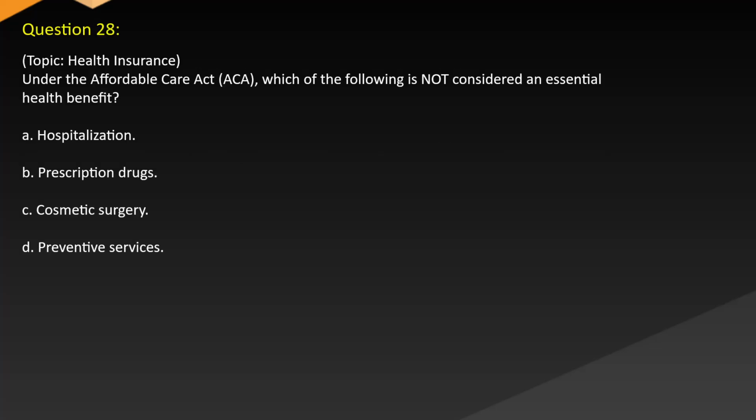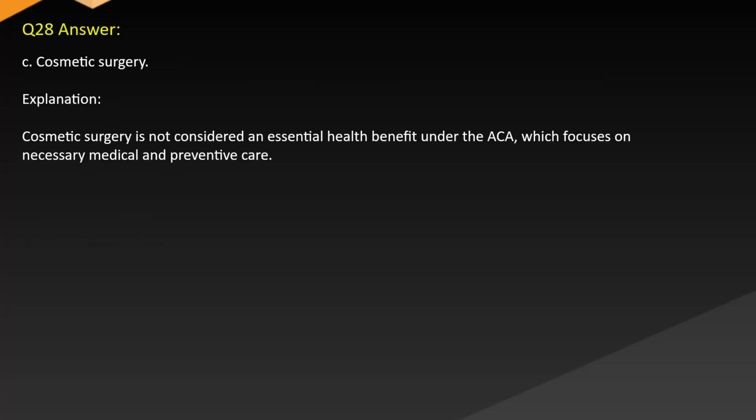Under the Affordable Care Act, which of the following is not considered an essential health benefit? A. Hospitalization. B. Prescription drugs. C. Cosmetic surgery. D. Preventive services. Answer: C. Cosmetic surgery. Explanation: Cosmetic surgery is not considered an essential health benefit under the ACA, which focuses on necessary medical and preventive care.